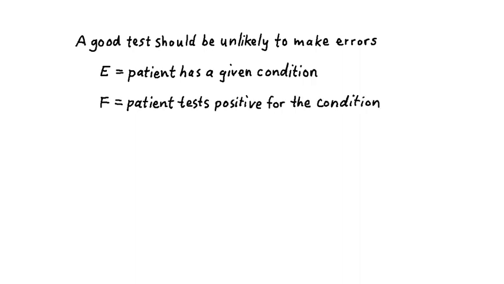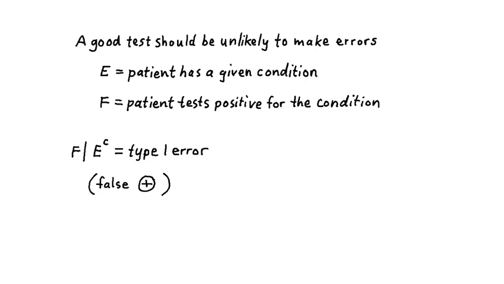One kind of error we'd like to avoid is one in which a patient tests positive when they do not have the condition. This event is called a type 1 error or a false positive. If we have a good diagnostic test, then we would anticipate that the probability of F given E complement would be small. In other words, we'd expect the type 1 error rate to be low.